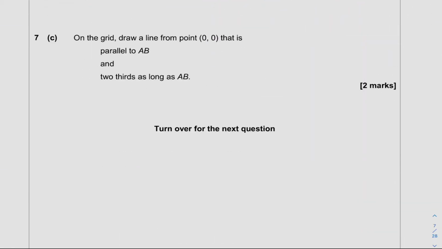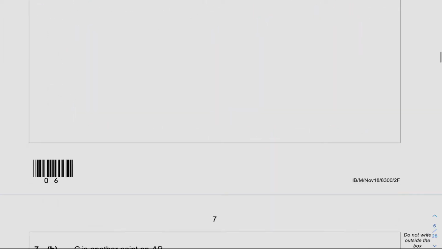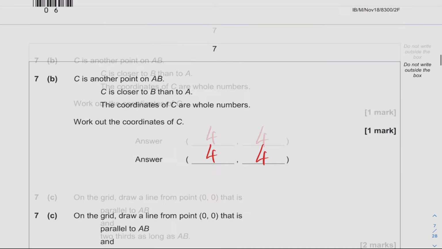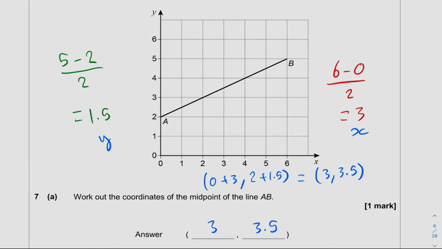So for part C of question 7, we are told that on the grid from part A, which is up here, we need to draw a line from the point (0, 0), the origin, that is parallel to AB and is 2/3 as long as AB. Okay, so AB is of course this line here as well. So it starts at (0, 0), we can mark that on, and it's 2/3 of the length of AB. Okay, so if AB runs up until the point 6 on the x-axis, ours is going to be 2/3 of that length, so ours is going to go up to 4.